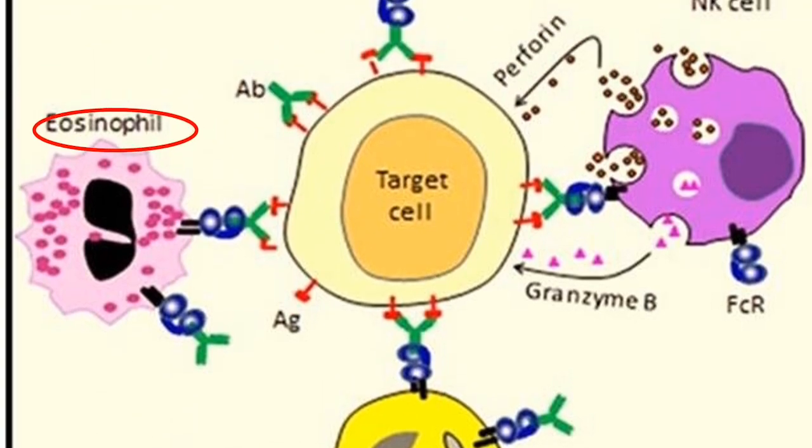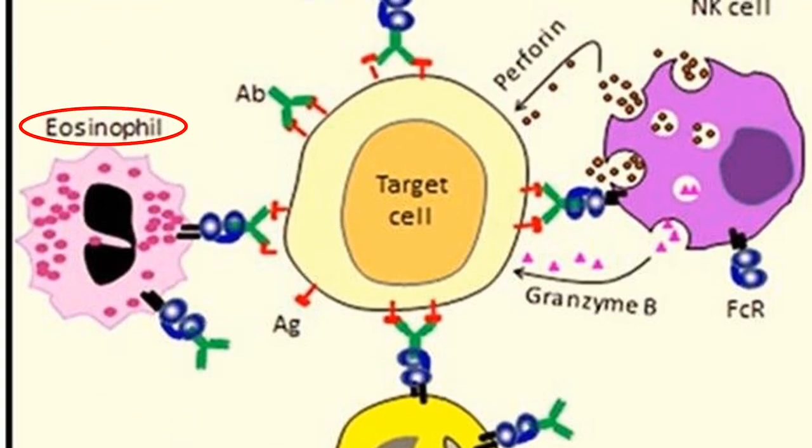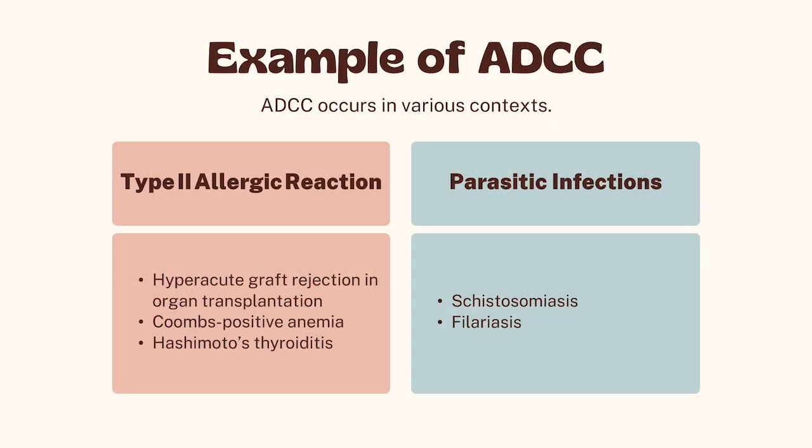Eosinophils specialize in dealing with parasites. They use IgE antibodies to recognize and damage the parasite surface. Let's move on to examples of ADCC in action.